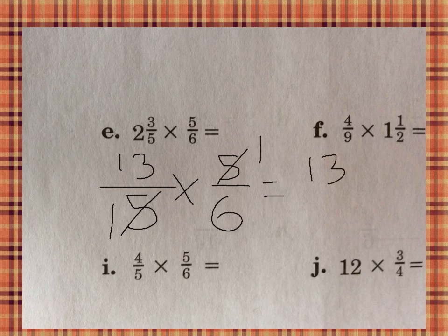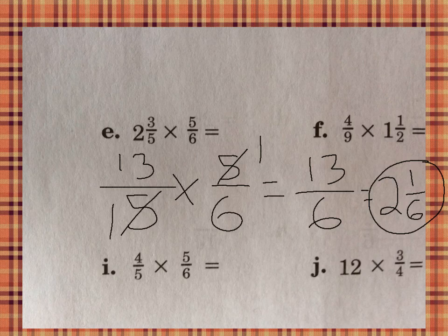13 over 6. That's an improper fraction, so let's make it proper for our answer. 6 goes into 13 how many times? 2 times, with 1 left over. And we'll keep our 6 as our denominator. 2 and 1/6.